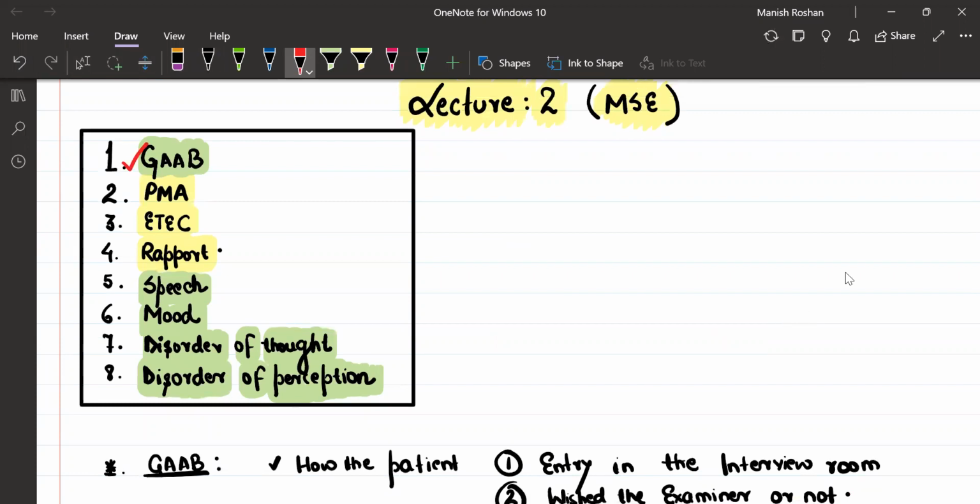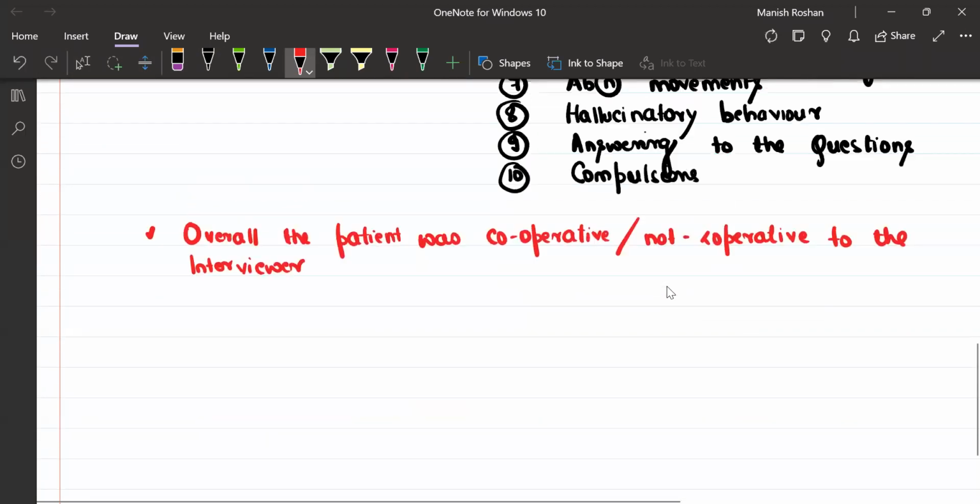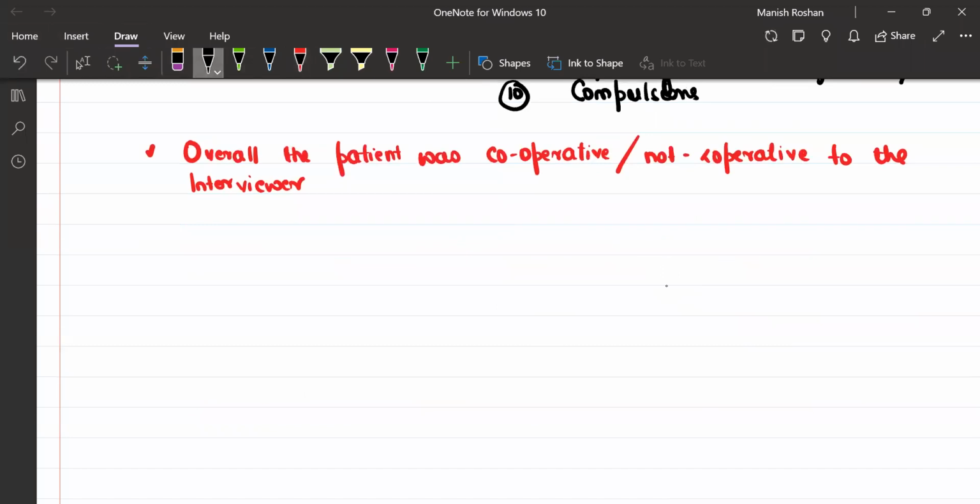We will be coming to the psychomotor activity and eye-to-eye contact. After general appearance and behavior, we'll be looking into the psychomotor activity. First of all, we should know what psychomotor activity is. In general, one can understand just by merely looking at the word. Psychomotor activity is the motor component of the psychic activity, which is evident through speech and behavior. It has three core components.